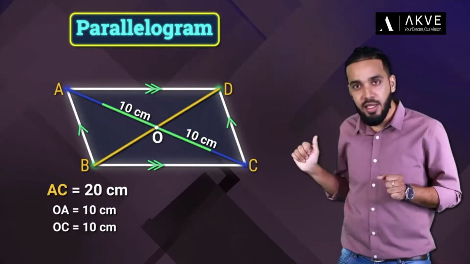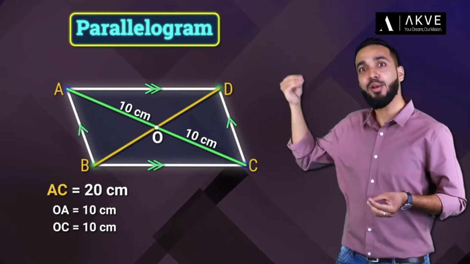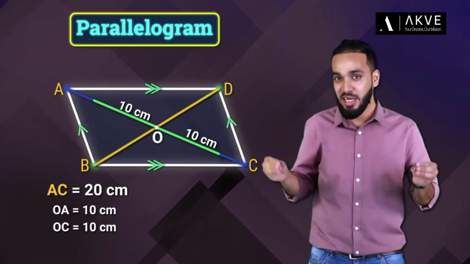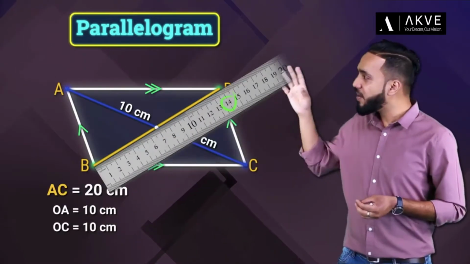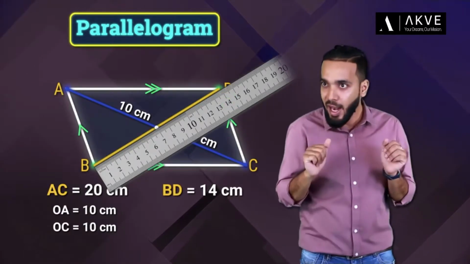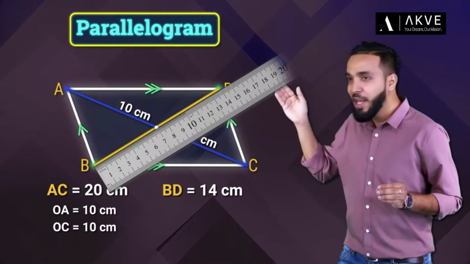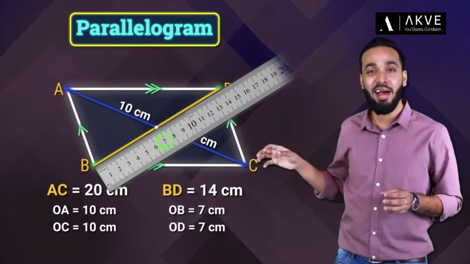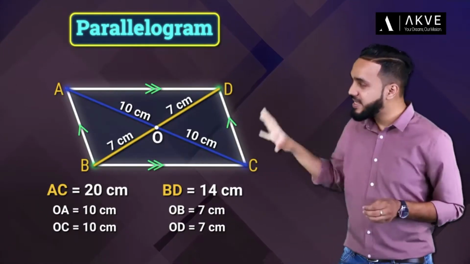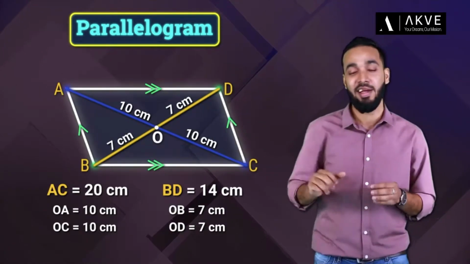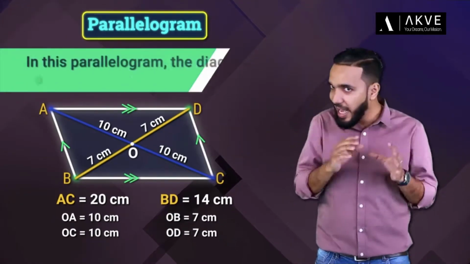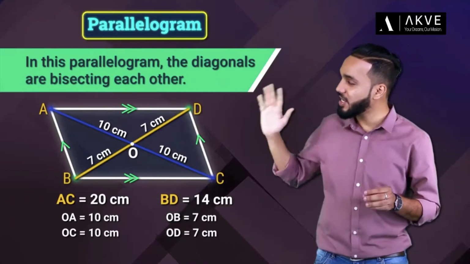But what about AC? Don't you think AC is also bisecting BD? Seems quite like it, right? On measuring with the ruler, we see that BD actually measures 14 centimeters and OB and OD each measure 7 centimeters. They are also equal. Diagonal AC is bisecting diagonal BD here. This enables us to say that in this parallelogram, the diagonals are bisecting each other.